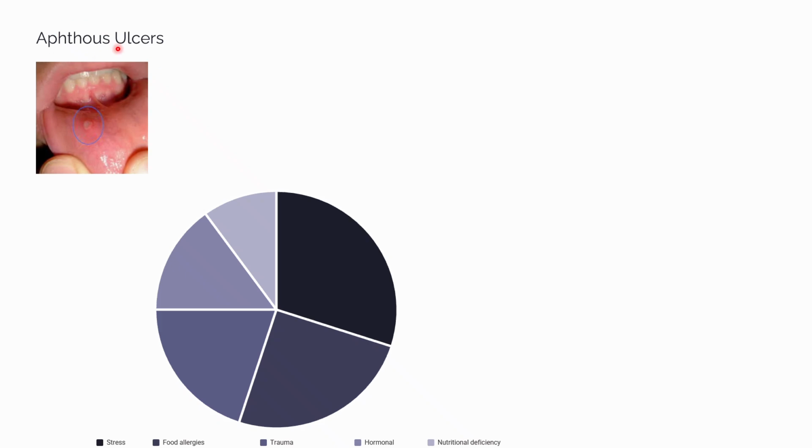What do you know about aphthous ulcers? If you see here, this is aphthous ulcers. It is multifactorial. It can be because of stress, food allergies, trauma, or hormonal or nutritional factors. How do we treat the aphthous ulcers? Symptomatic treatment will do, and it gets resolved on its own.